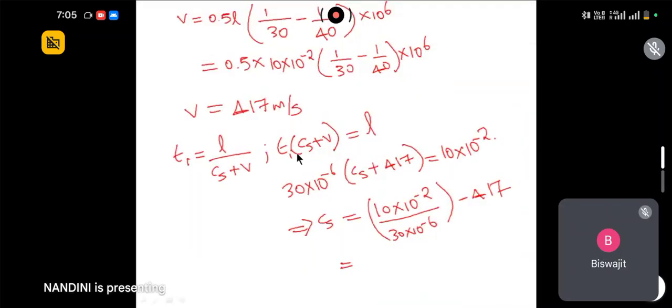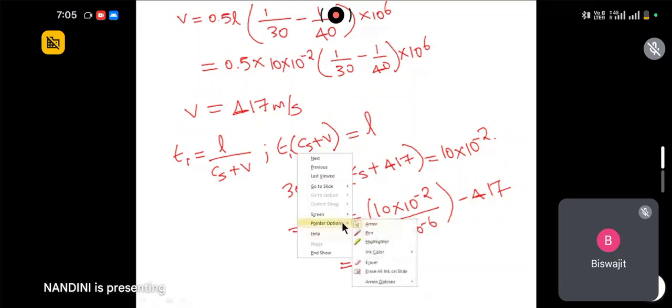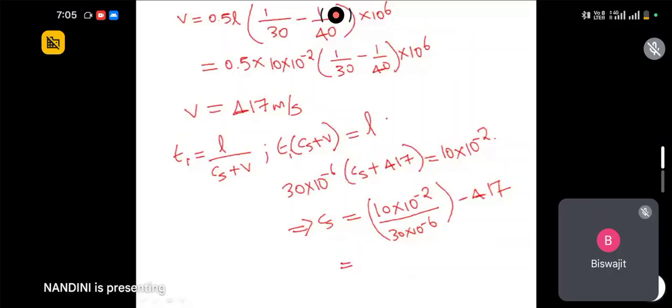We open the bracket here itself. That should be the same one. Cs into T1 plus V into T1 is equal to L. It simplifies to Cs is equal to L minus V T1 by T1, which will be 10 into 10 raised to minus 2.